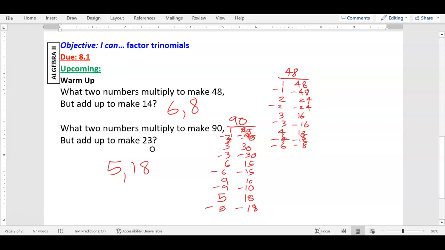Now, the reason why we have this warm up at all, not just to be cute, because Lord knows I'm not, right?